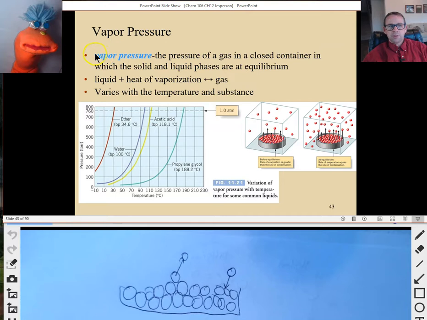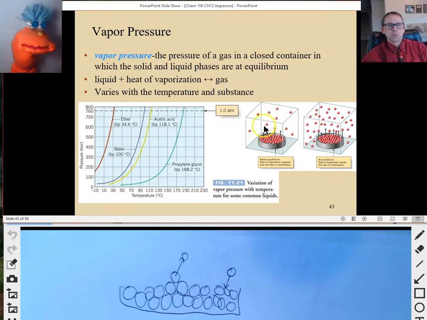Well, the pressure that results from a liquid dissolving into a gaseous phase in a fixed container like this, in a fixed volume, sealed. It's fixed volume, yes, but the molecules can't escape anywhere. Therefore, a pressure results.